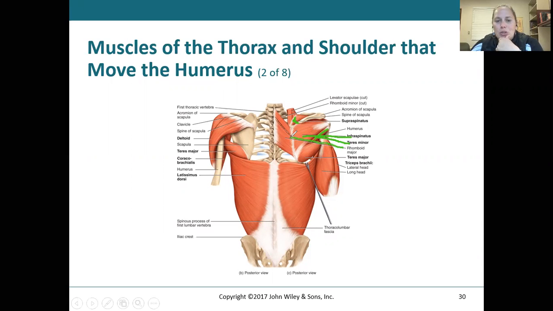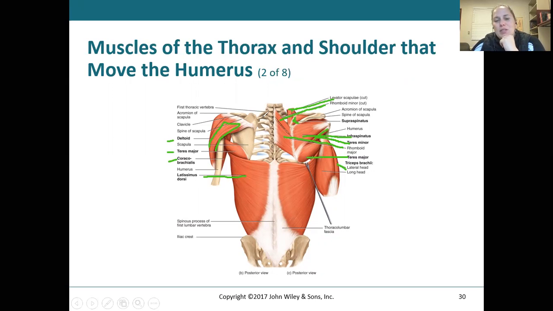Your rhomboid major, we were talking about that not too long ago. Your teres major. Recognize that wherever you see a major, there's probably a minor. So we saw teres major, there's probably a teres minor. You have your triceps brachii, and then your latissimus dorsi. Again, that's a big swath of muscle that covers the lumbar area of your back. Your coracobrachialis, your teres major, and your deltoid in this general region here. And again, here's your rhomboid minor and your levator scapulae.